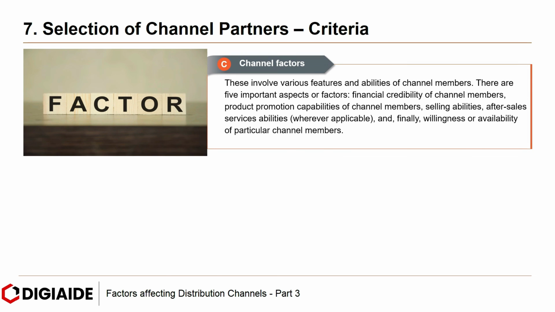Moving on to the 3rd factor, channel factors. These involve various features and abilities of channel members. There are 5 important aspects: financial credibility of channel members, product promotion capabilities, selling abilities, after-sales service abilities, and finally, willingness or availability of a particular channel member.